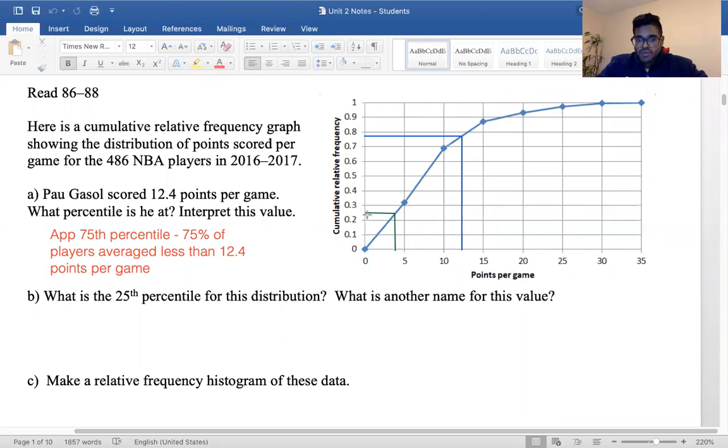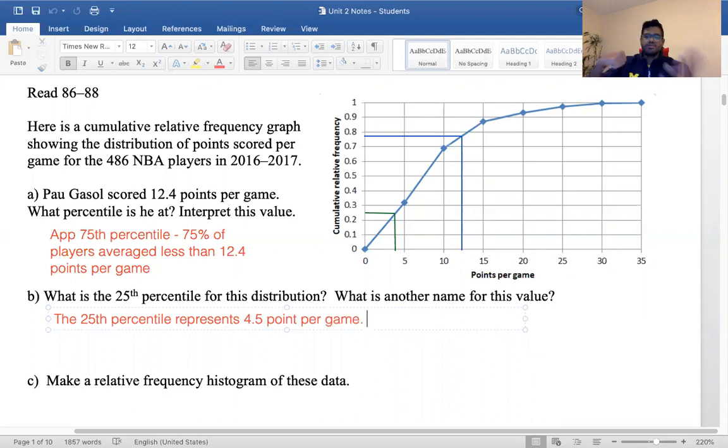And now the 25th percentile represents how many points per game? About 4.5, right? Somewhere in there, 4.5 points per game. So now I can go back in and answer the question of part B. I can say the 25th percentile represents 4.5 points per game. Okay, and again, there's some wiggle room there.